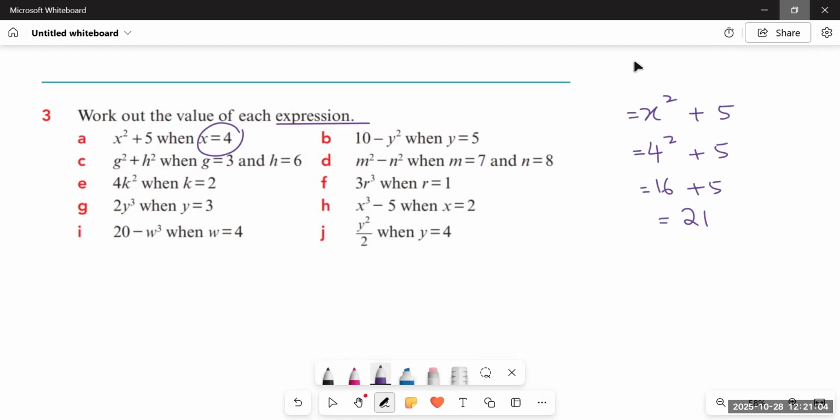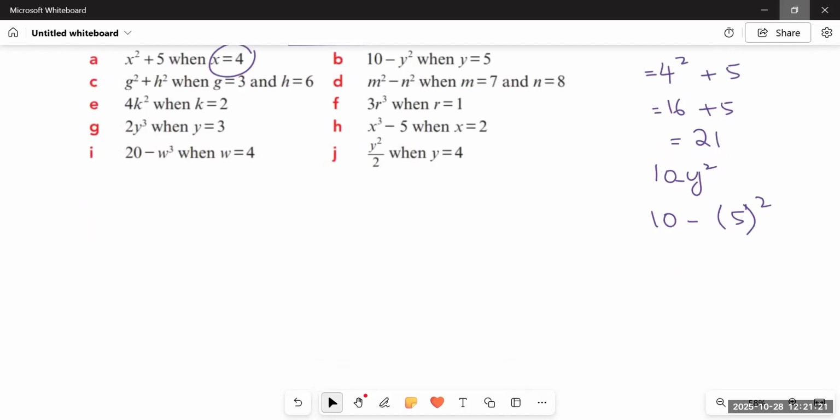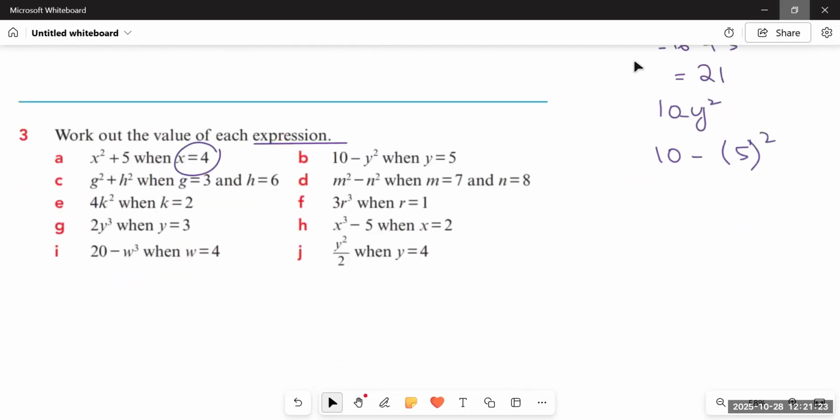Next we have 10 minus y square. So 10 minus y square when y is equals to 5. So what we will do, we will write 5 square. Always remember, if minus sign is along with square, we have to apply the square first, then we will subtract it. So it's 10 minus 25, which is minus 15.